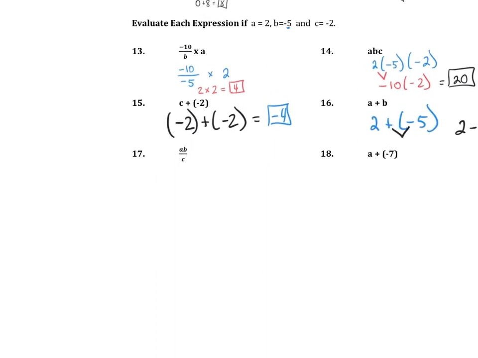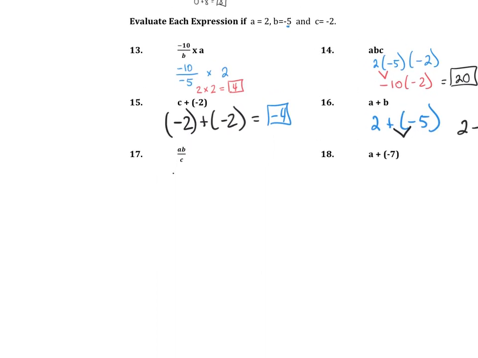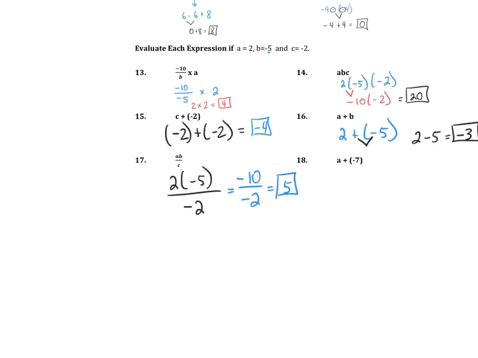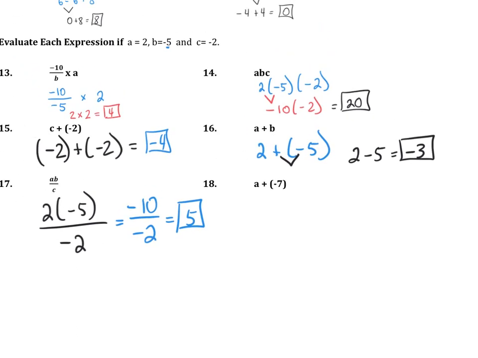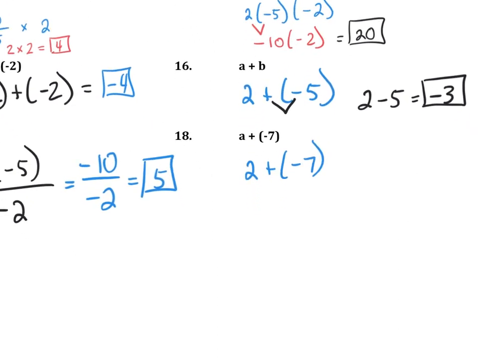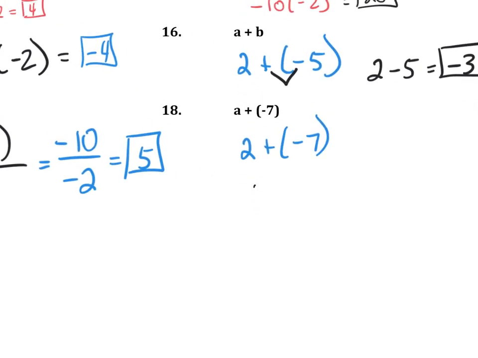My next one here, A times B. So I have 2 times -5 divided by -2. Make sure you're writing out the work. Remember, it's a lot easier once it's written. -10 divided by -2 gives me 5. And my last one here, I have A is 2 plus -7. Remember that negative wins. 2 minus 7 would give me -5.